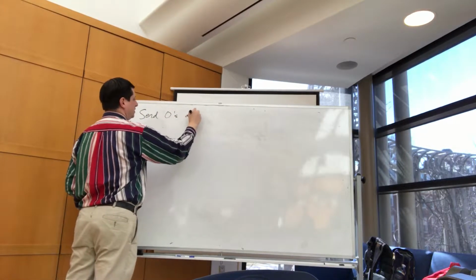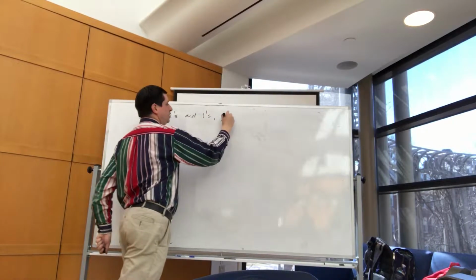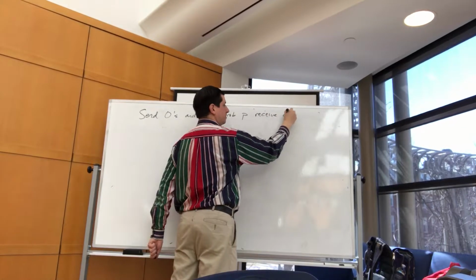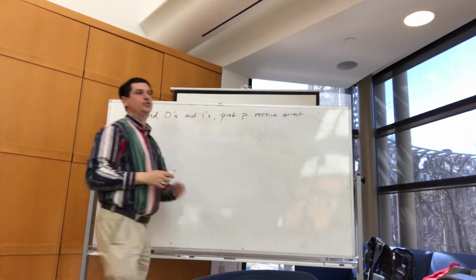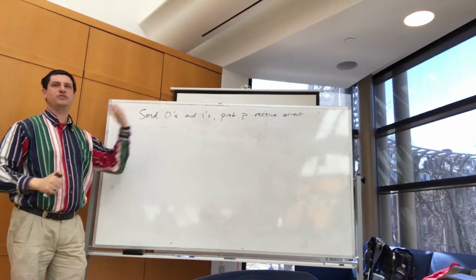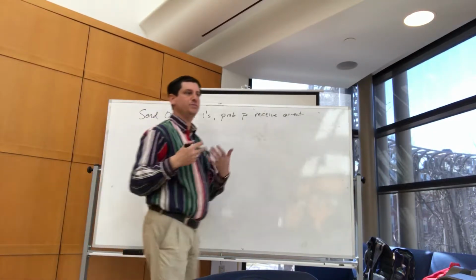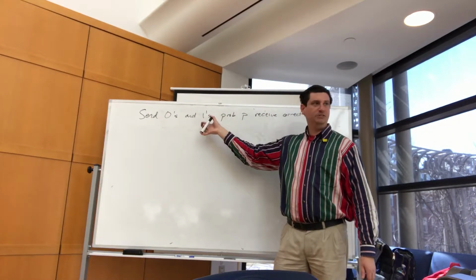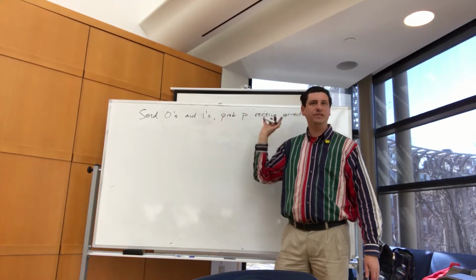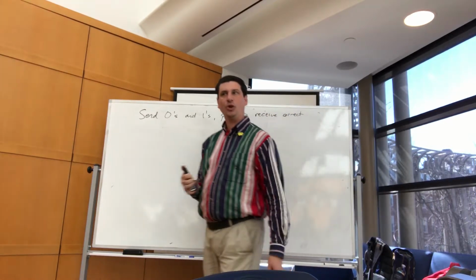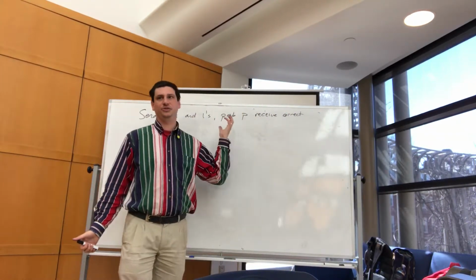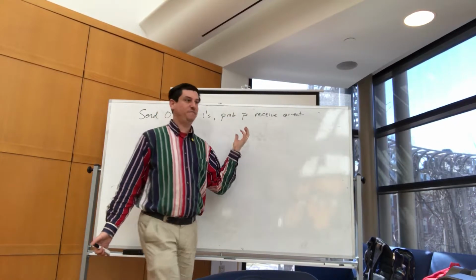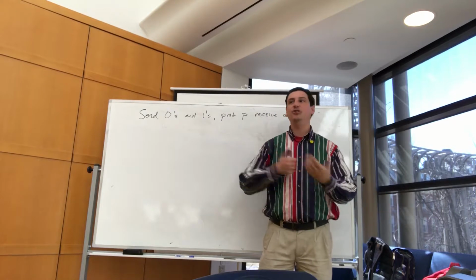zeros and ones and say probability P receive correct. So we're sending strings of zeros and ones, and we want to know the probability, we'll call it P, that we send a 0 and the person receives a 0, we send a 1 and they receive a 1. I'll assume it's the same probability for each. What should P be very close to? 1, ideally. If P is not close to 1, then there's going to be a lot of transmission errors.